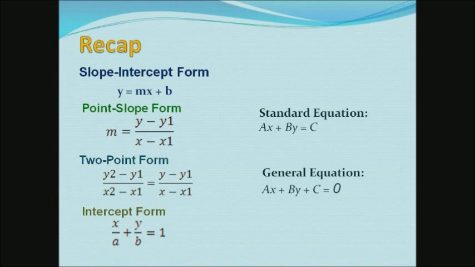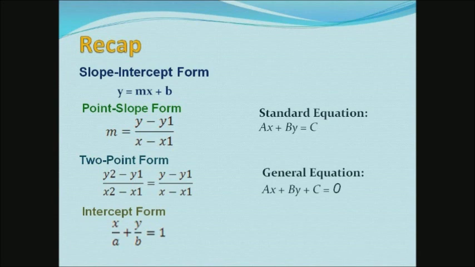And lastly, we have the intercept form, wherein there are 2 intercepts along the line. So the line is intersecting with the x and y axis. So we have x over a plus y over b equals 1, where a is our x-intercept, b is our y-intercept. And just a review of our standard equation, that is ax plus by equals c.